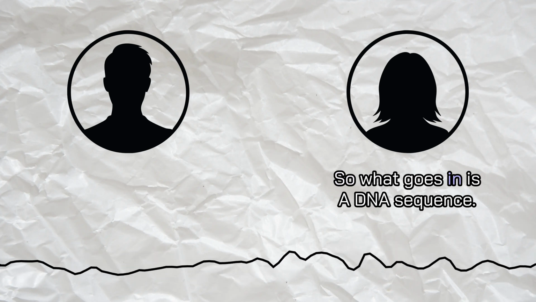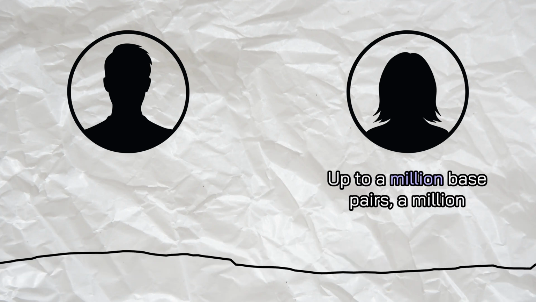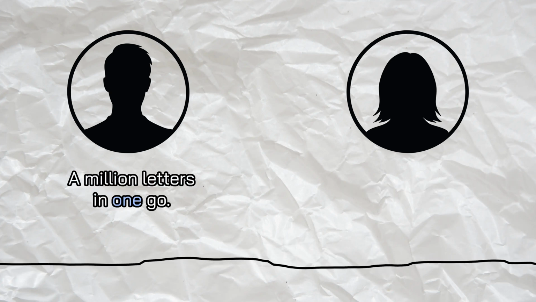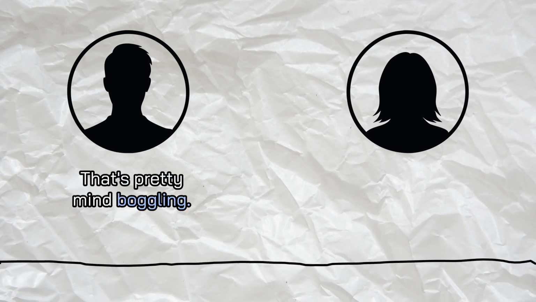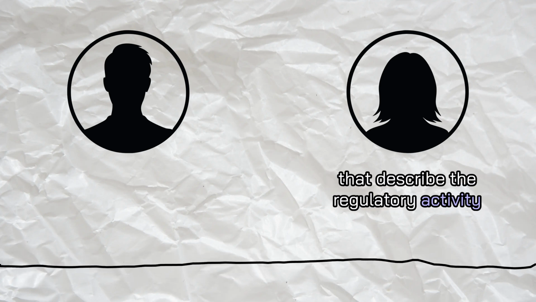Okay, let's dig into that. What kind of raw material does it actually use? What goes in, and what kind of information comes out? So what goes in is a DNA sequence. And it can handle remarkably long ones, up to a million base pairs, a million letters at a time. A million letters in one go. That scale is pretty mind-boggling. It is. And then what comes out are predictions, thousands of them, about molecular properties that describe the regulatory activity of that sequence.